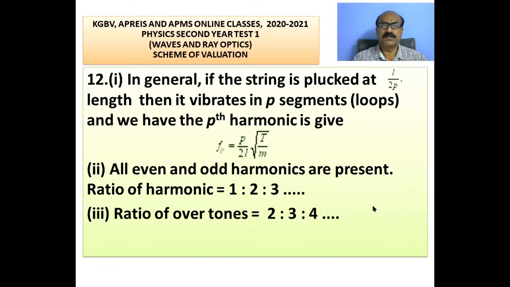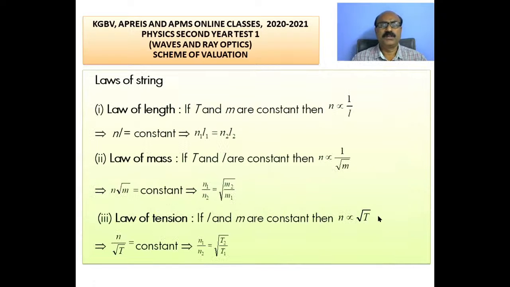And now the last step in this part is the laws of string. There are three laws. First law: if tension and linear density are constant, then the fundamental frequency is inversely proportional to its length. Therefore, NL is constant, N1 L1 is equal to N2 L2. This is the first law.